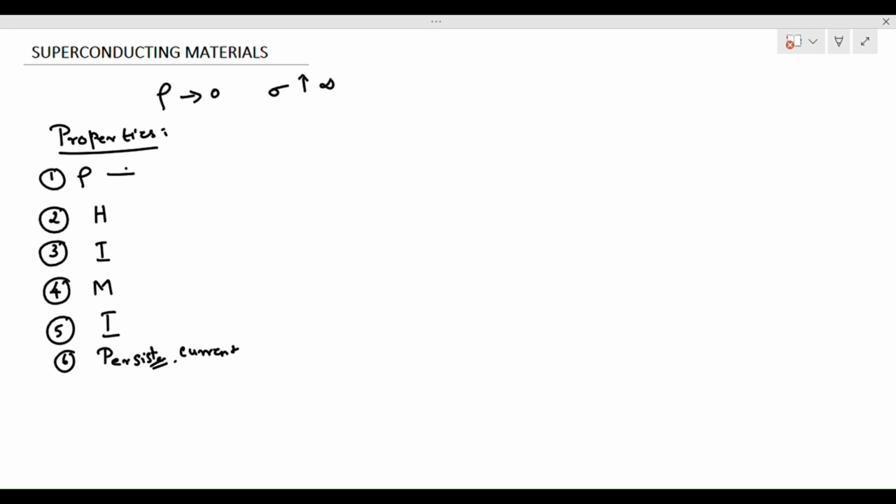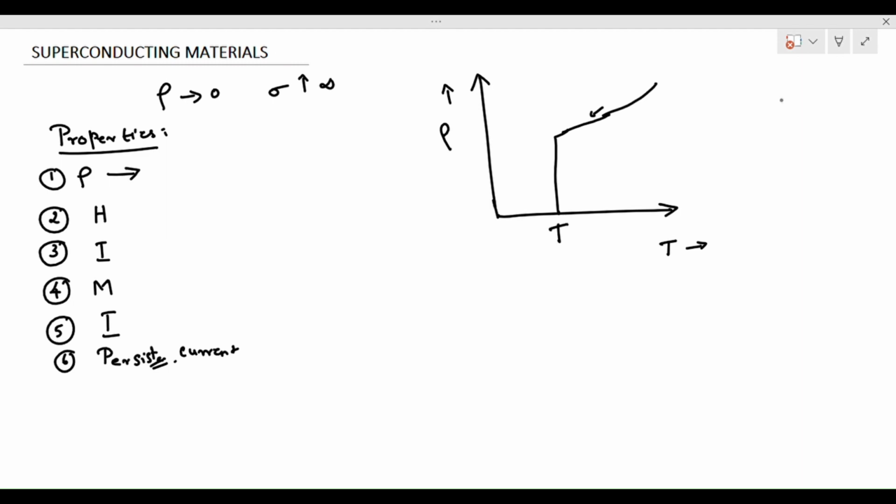Now we are going to see the electrical resistivity property of superconductors. When a superconductor is taken and its temperature versus resistivity graph is plotted, as the temperature of the superconducting material is decreased, its resistivity value also decreases. At one particular temperature called the critical temperature, the resistivity suddenly drops to zero. So superconducting materials have zero resistivity.